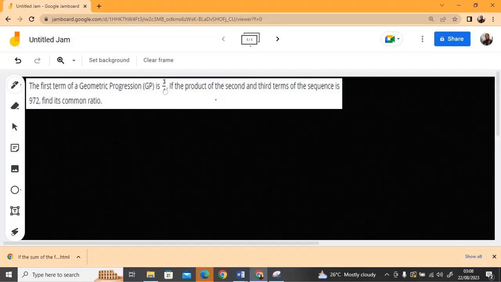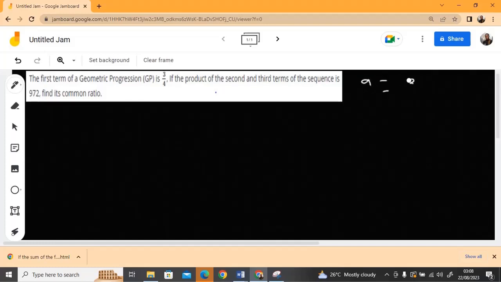Now the first term of a geometric progression, they said A is 3 over 4. That is equation 1. Just follow the rules. Know how to interpret word problems into arithmetic form like this. They said if the product of the second and the third term of the sequence is 972. The second term is AR. And product means times. The third term is AR squared, right? They said it is 972. They now said find the common ratio.